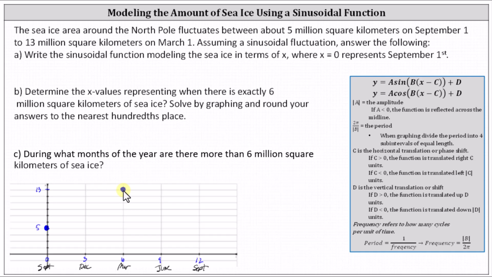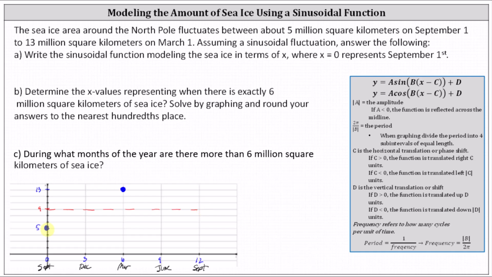At this point, let's go ahead and sketch the midline by determining the average of 13 and 5. 13 plus 5 is 18. 18 divided by 2 is 9. This indicates y equals 9 is the midline. And we know this because we're told this is a sinusoidal function.